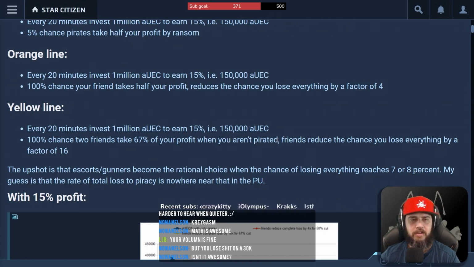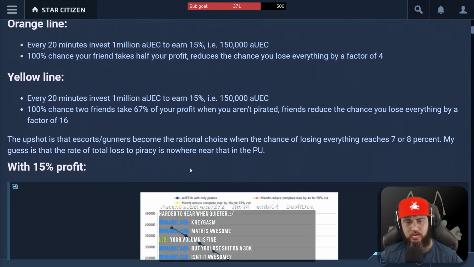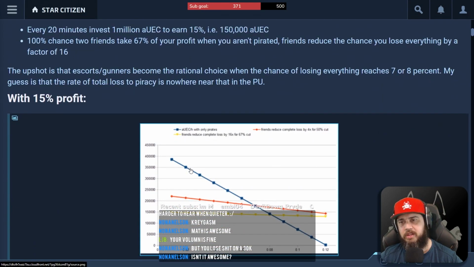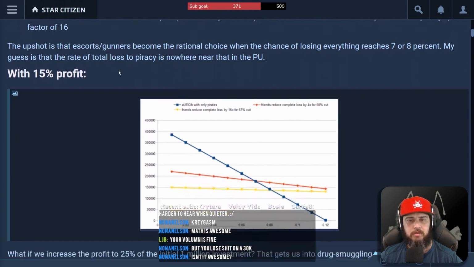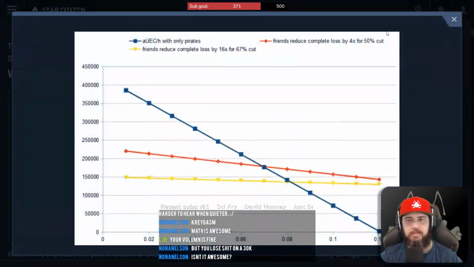Okay, he's saying friend, but this could mean escorts and turret gunners. The upshot is that the escort/gunners become the rational choice when the chance of losing everything reaches 7 or 8%. My guess is that the rate of total loss to piracy is nowhere near that in the PU. So this is with a 15% profit.